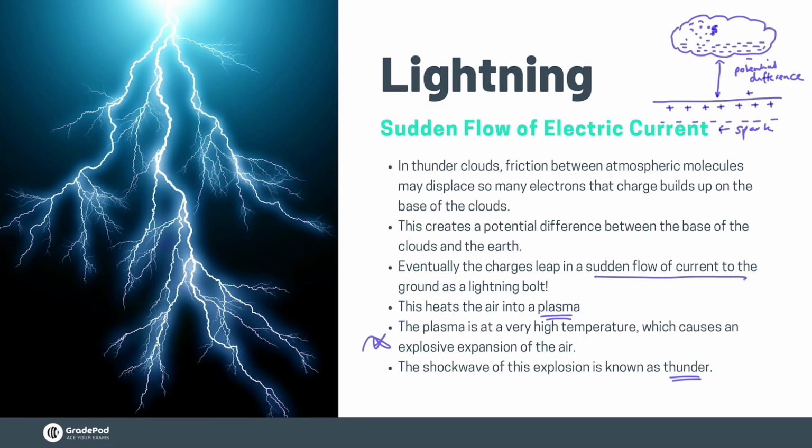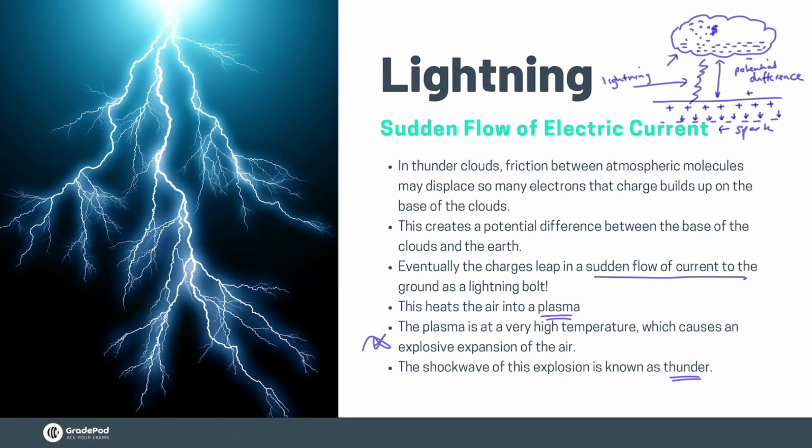The electrons sit at the bottom of the cloud and they push away the electrons on Earth because like charges repel. And that means that the positive ions are left at the top. It creates a potential difference and a sudden flow of current down to Earth. And that's our lightning.